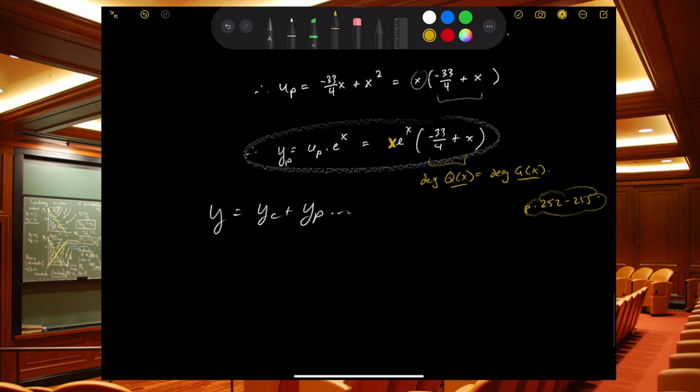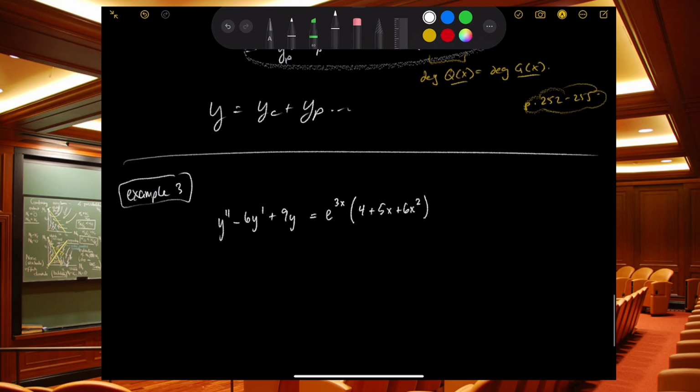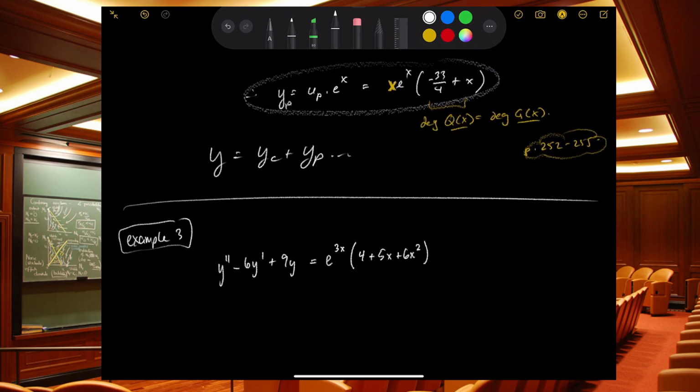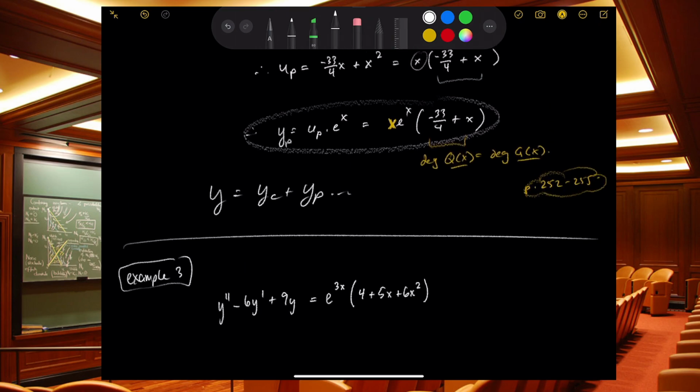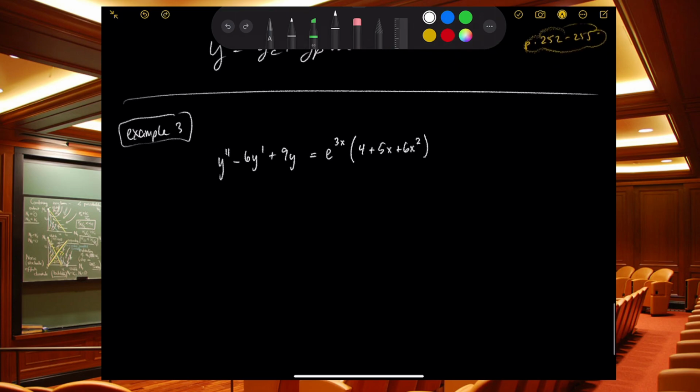So we'll do one more where we see two terms drop out because there's a repeated root in the characteristic polynomial. Okay, and before I cut out there, I was saying when we have a repeated root in the characteristic polynomial and this e to the alpha x is a solution to that equation. So that is the case here.